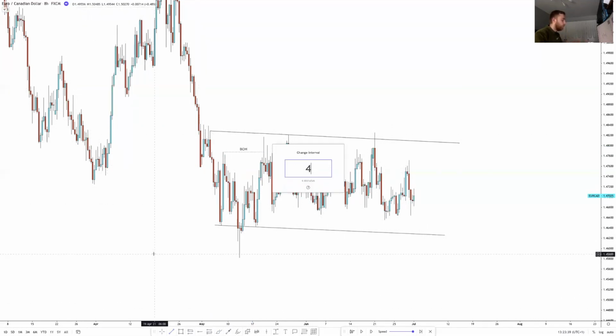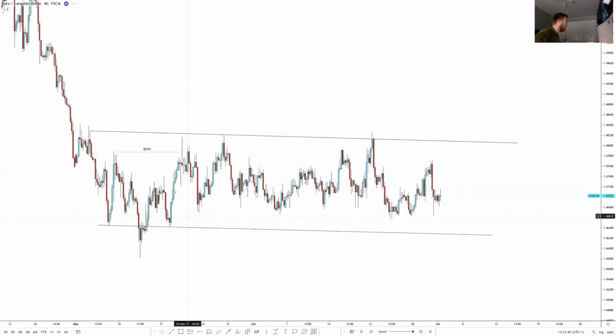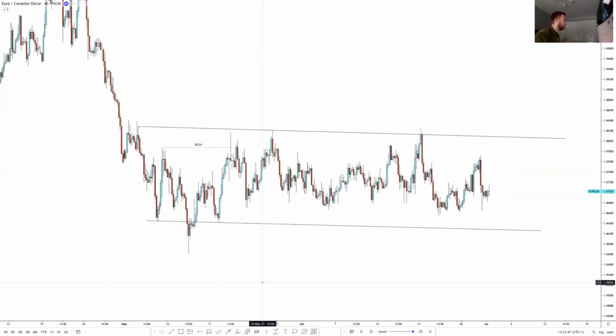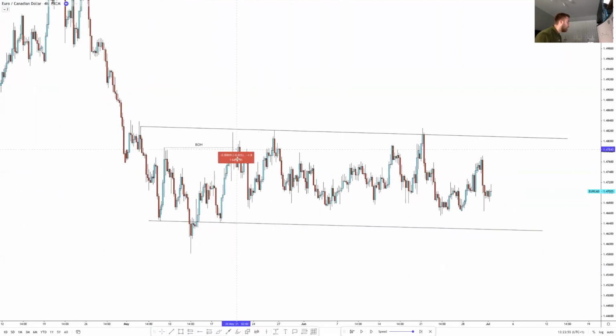Now we can see there's a wick there, but if we go down onto the 4-hour time frame, we can see that we do get a slight body close above there. So we have had a very, very discrete body close above that level, which is why this is perfectly valid. Now, if I just drag that out a little bit more, there we go.